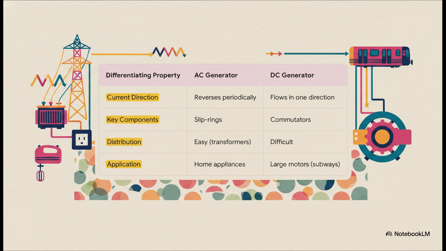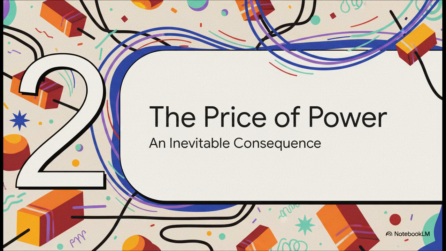Then there's DC, direct current. It only flows in one direction. It's not so great for the power grid, but it's an absolute beast for things that need huge, steady power, like the giant motors that run a subway system. So, we've got our power. It's generated and ready to go.